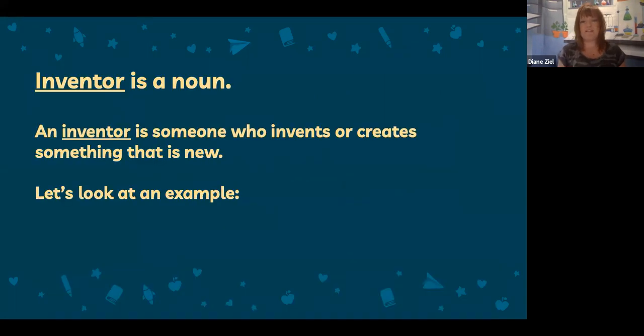Our first word is inventor. An inventor is a noun. An inventor is someone who invents or creates something that is new, something that didn't exist before, or maybe even makes an improvement on an invention.